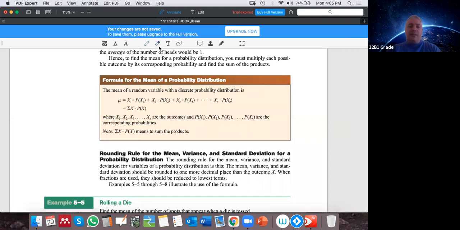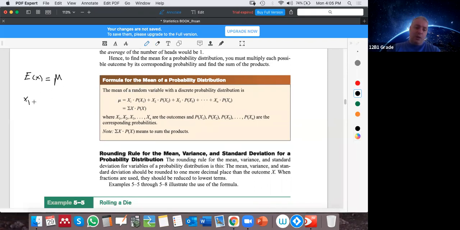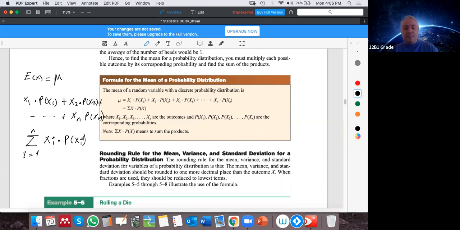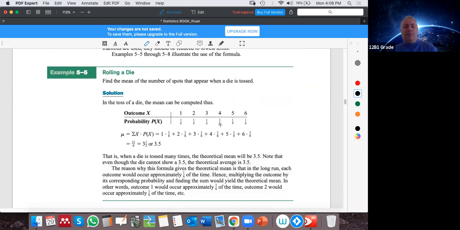Now, what is the expected value? We use the notation EX, or we say this is mu, and as a formula, this is equal to x1 times probability of x1 plus x2 times probability of x2 plus and so on, up to xn times probability of xn. Written shortly, this is equal to the sum of xi times p(xi), where i is from 1 to n. And then we will see examples.